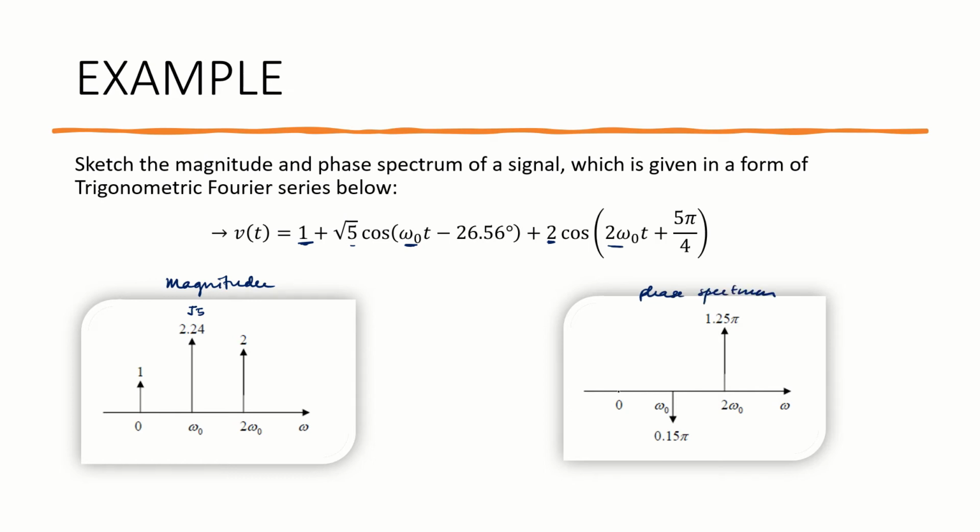Whereas for the phase spectrum, the first term doesn't give you a phase value, so it's going to be 0. For the second term, the value of phase is going to be negative, so it's going to face downward. We can convert this into pi form. You can use either degrees or pi, but usually we represent it in pi form, so you have to convert this into pi form. It looks this way, so this is the answer.